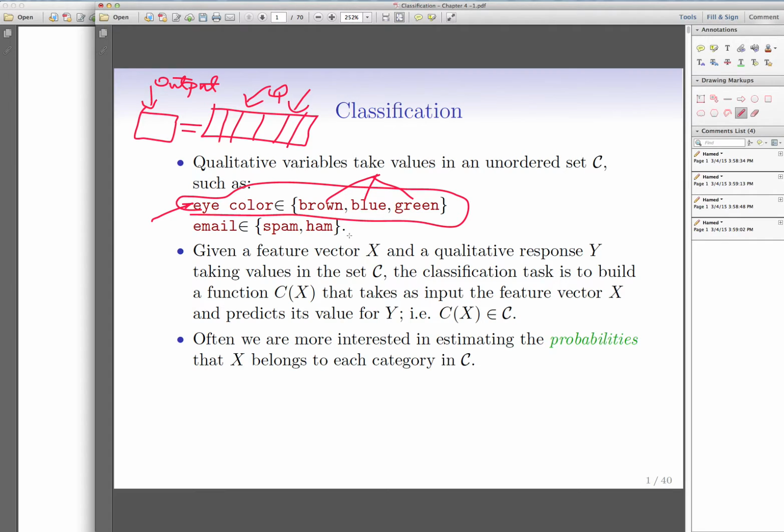Or another classical example, if you want to look at the keywords you have in your email and see whether it's spam or ham. Ham is the opposite of spam. You also use a classification methodology.